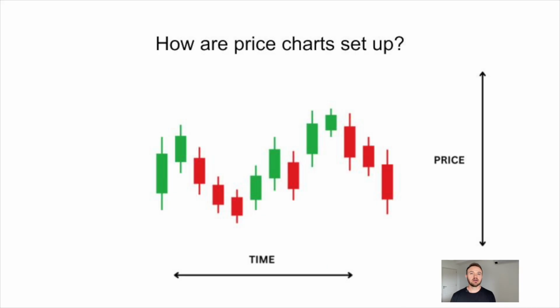So very simply, how are price charts set up? Price charts are a bunch of candles. On the right side, the y-axis, we have price. On the bottom, the x-axis, we have time. In future lessons, we're going to go into a lot more detail about reading price charts, but this is the very basic intro. And that's it.